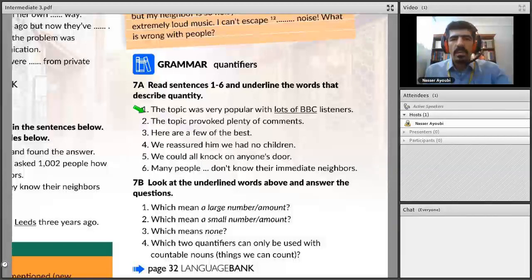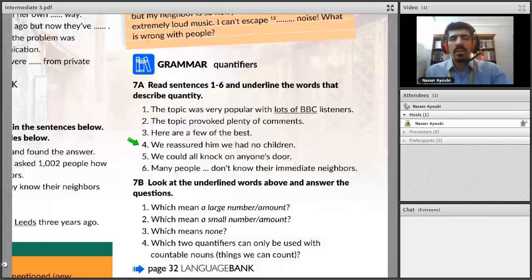Let's read the sentences. 1. The topic was very popular with lots of BBC listeners. We are going to read and underline the quantifiers. So in number 1, it is lots of. 2. The topic provoked plenty of comments. Plenty of means many. 3. Here are a few of the best. A few is the quantifier in the sentence.